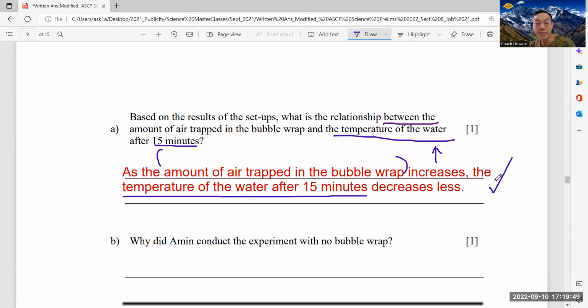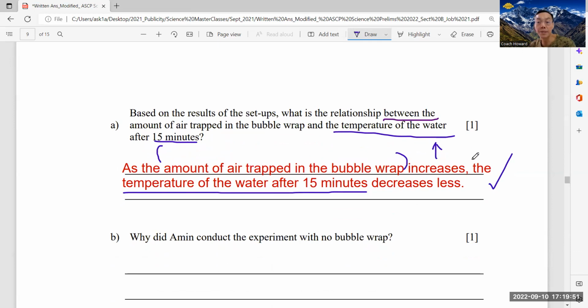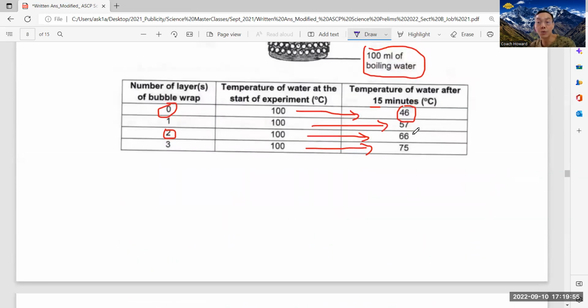Another way to answer is, as the amount of air trapped in the bubble wrap increases, the temperature of water after 15 minutes would be higher. Or you say decrease less. Why do I say decrease less? Because it decreases lesser from 100 to whatever the temperature is. So you take note of this.